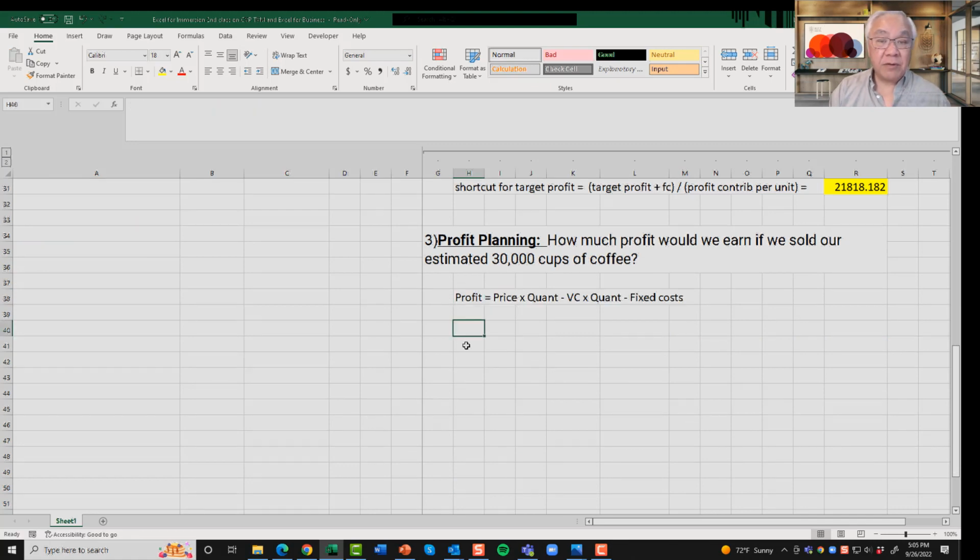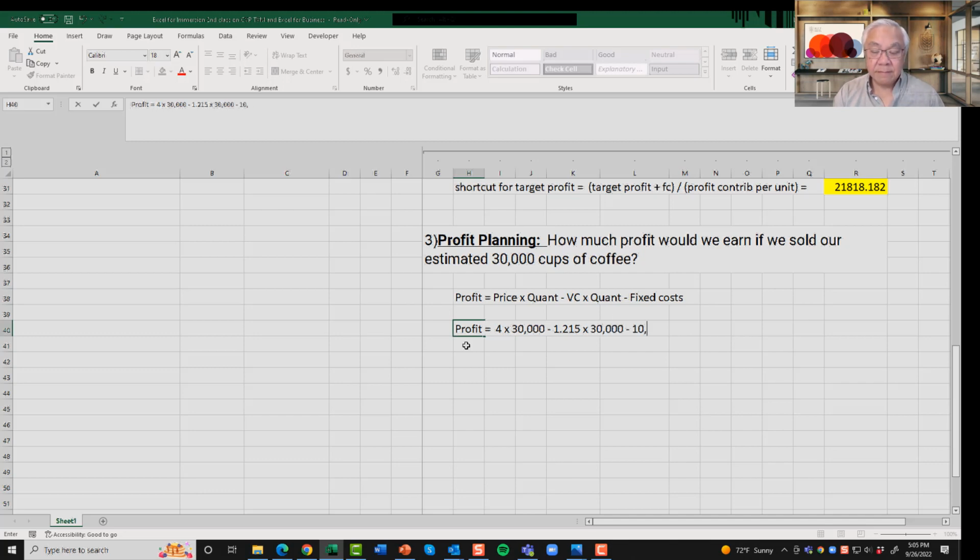So now let's fill in the variables that we know. We don't know the profit, so that's still unknown. And we know the price is 4. And we know the quantity now is 30,000. Minus $1.25 times 30,000 minus 10,000. And that's the formula. So if we did that calculation, let's just do it here. It is 4 times 30,000 minus 1.25 times 30,000. That quantity minus 10,000.